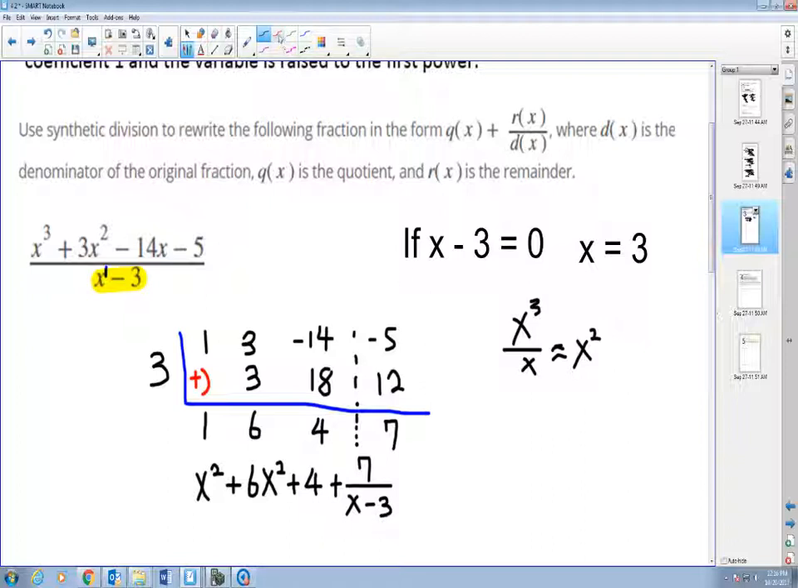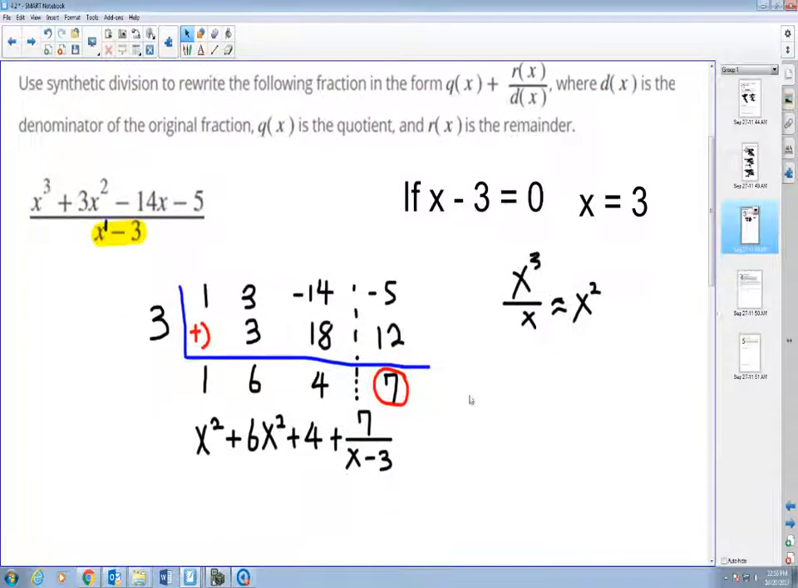So now let's think about this. Well, my remainder is 7. That tells me that the x minus 3 does not go into the polynomial evenly. That means the x minus 3 is actually not a factor of the polynomial.